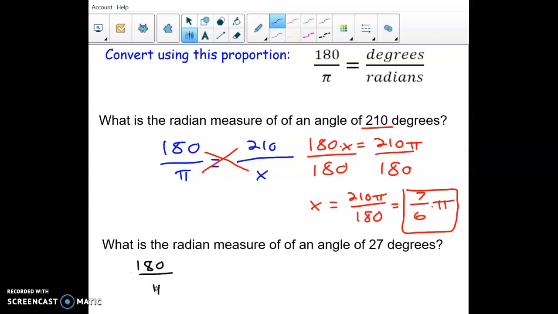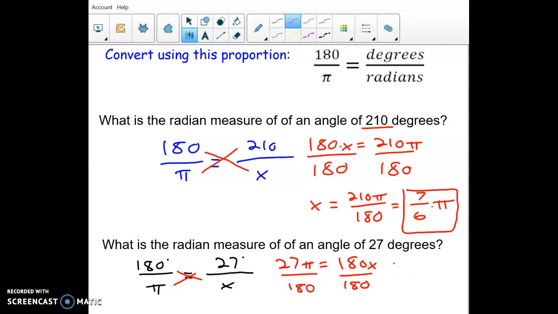Okay, so it's the same setup, 180 over pi. That ratio has to be the same as our ratio of 27 degrees, right? We got degrees on top to x radians. So now I'm going to do my cross products. So 27 times pi is equal to 180 times x. And then we're going to divide both sides by 180 to get x alone.